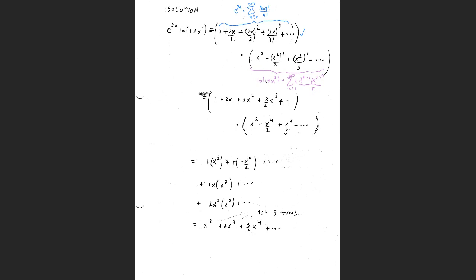Okay, and then here I've listed out some terms of that second series. I'm multiplying the first series for e to the 2x by the second series for the log of 1 plus x squared. Are there any questions on that first step?